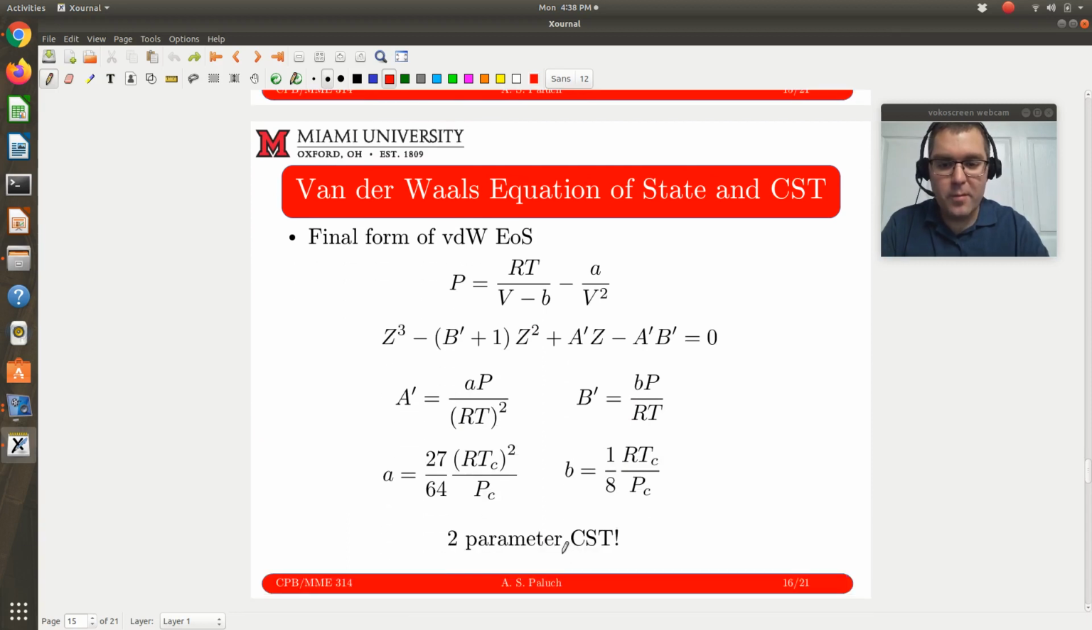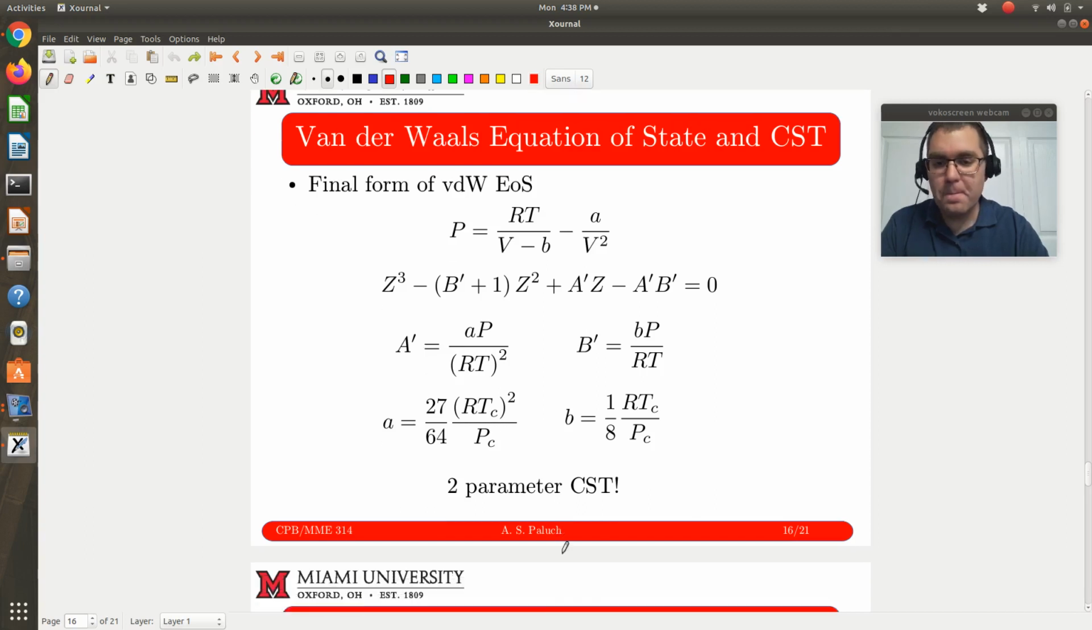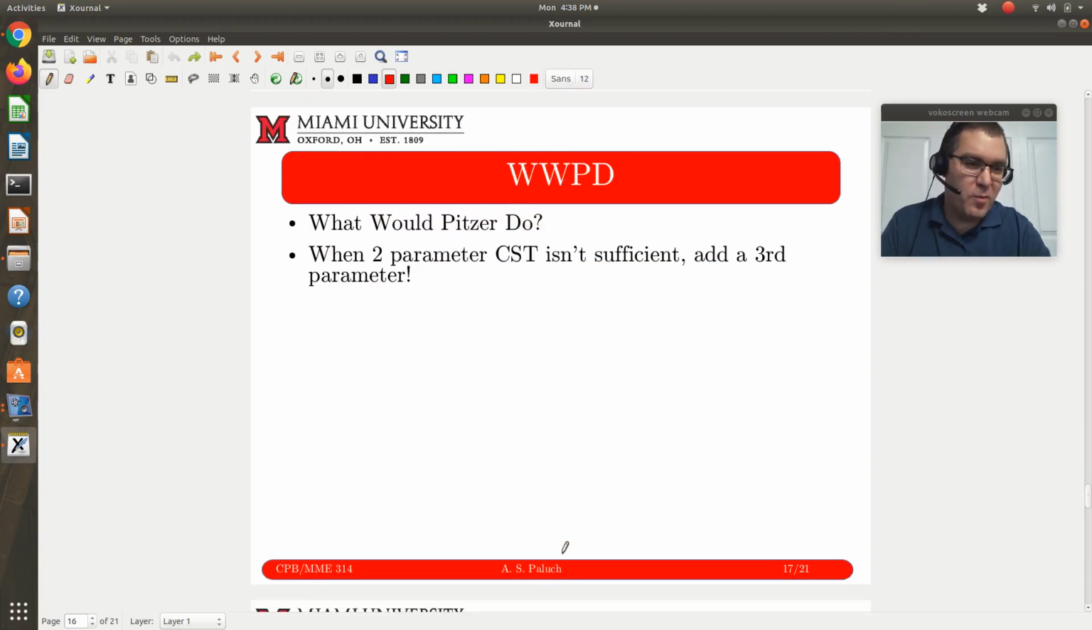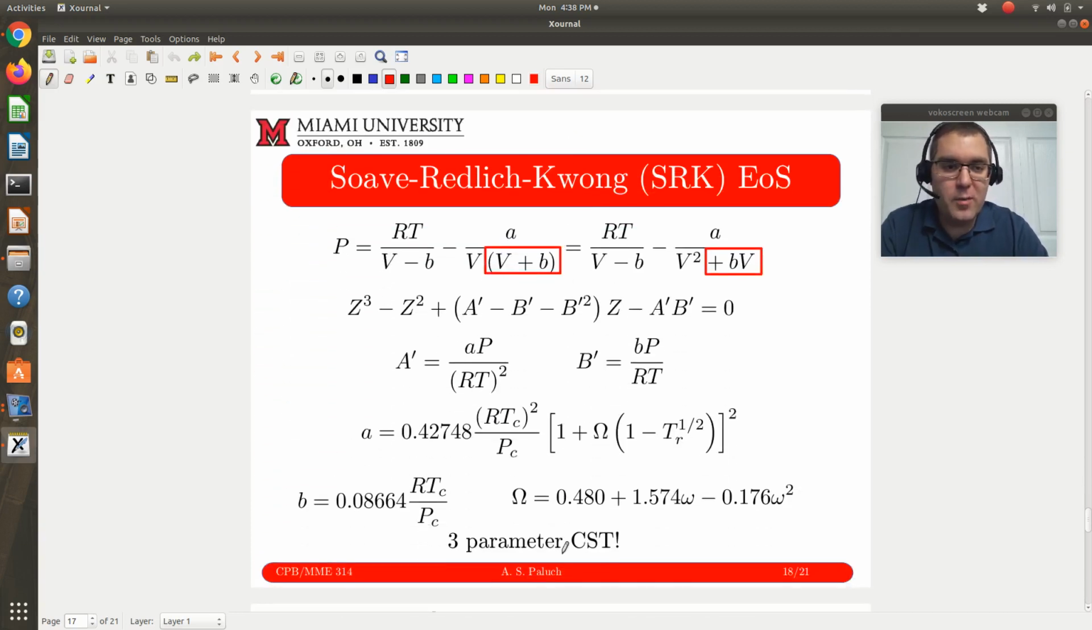And then where we go from there is, again, van der Waals you can think of as a two-parameter corresponding states theory. The van der Waals equation of state works okay, but to try and tie it back into corresponding states theories, we would add a third parameter. The other cubic equations of state in this text start with the Soave-Redlich-Kwong equation of state. Remember, van der Waals is P equals RT divided by V minus B, minus A over V squared.